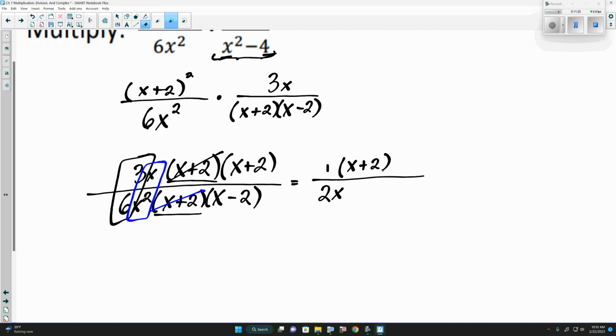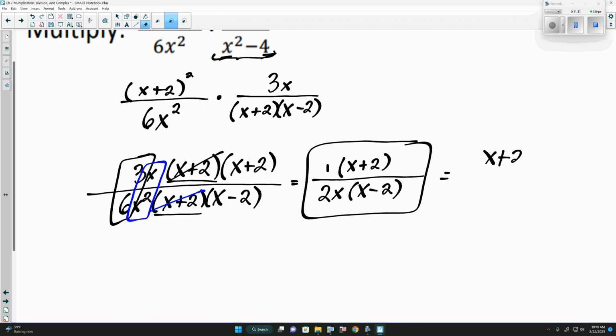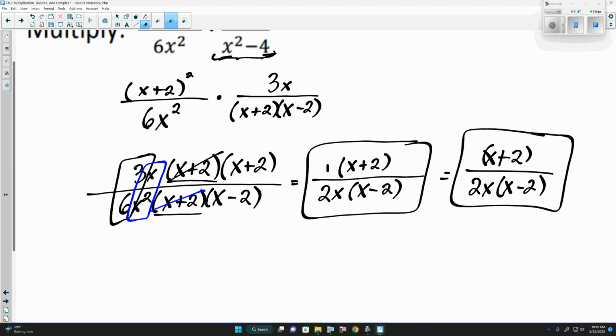But we still have what left on bottom? Is there anything left in common on top and bottom? No. So we could say this is the final answer. We could rewrite it as x plus 2 over 2x times x minus 2. All I'm doing is removing the multiplication of 1. Yes. But that's it. Any questions on any of this here?